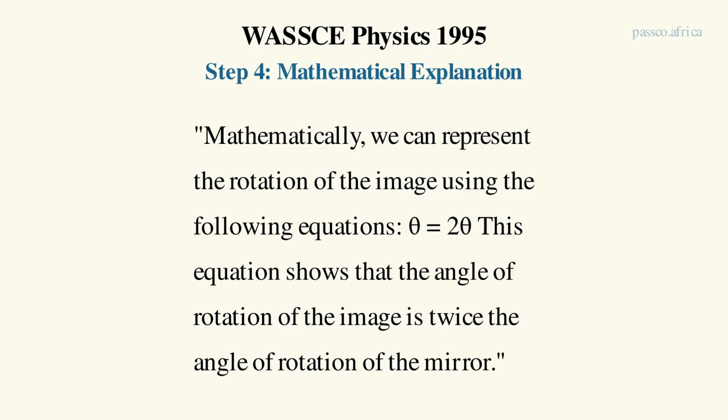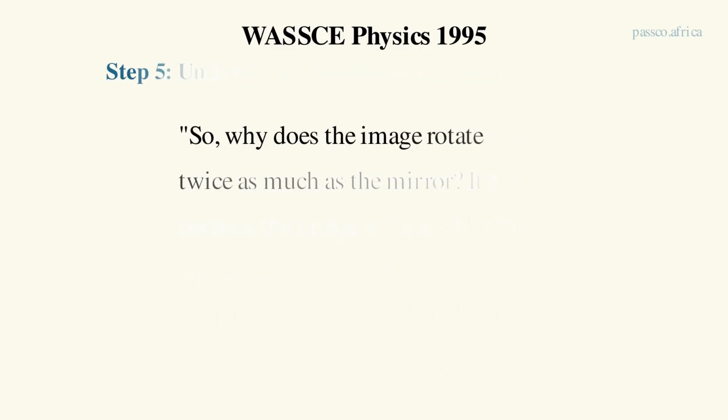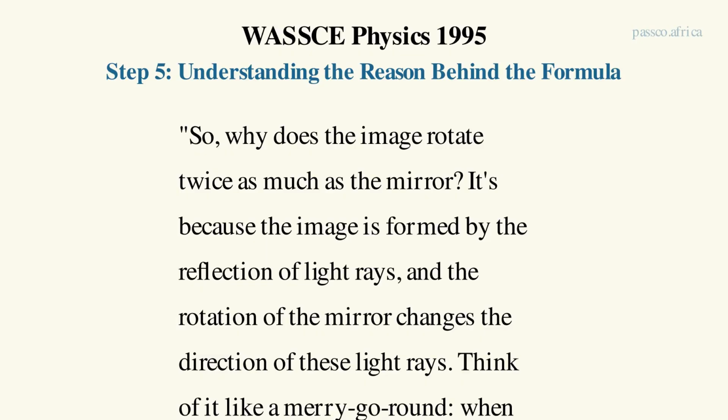Step 5. Understanding the reason behind the formula. So, why does the image rotate twice as much as the mirror? It's because the image is formed by the reflection of light rays, and the rotation of the mirror changes the direction of these light rays. Think of it like a merry-go-round. When you rotate the merry-go-round, the people on the ride will also rotate twice as much as the merry-go-round itself.